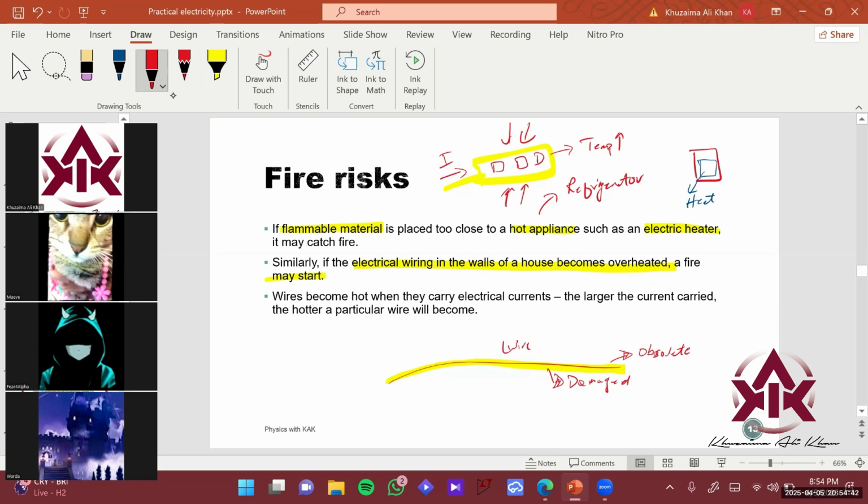And this can lead to huge temperatures. And if the temperature is way too much, it can lead to a fire over here, right? So wires become hot when they carry electrical currents because they resist the flow of current. The larger the current, the hotter it becomes, and the greater the fire risk over here.